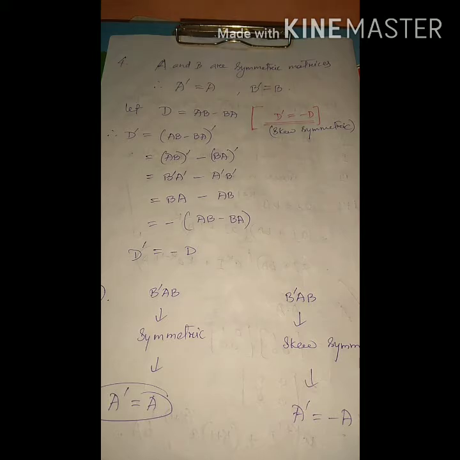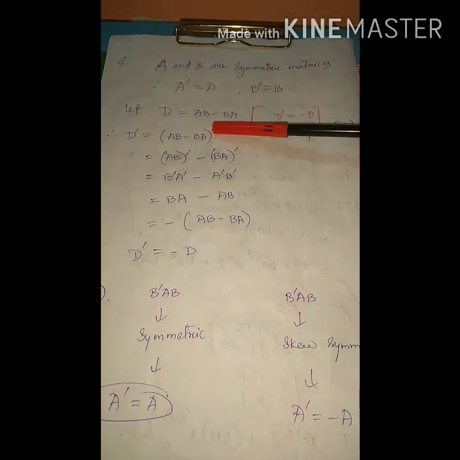Now whatever the result given, AB minus BA, this result we have to consider, and we assume D as a matrix. So what is the condition of skew symmetric matrices? The skew symmetric matrix condition is this one, D transpose equals minus D. So whatever we consider D here, we need to prove this form.